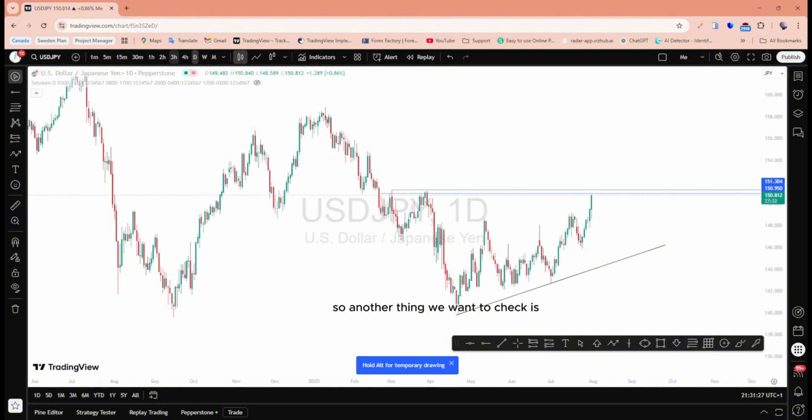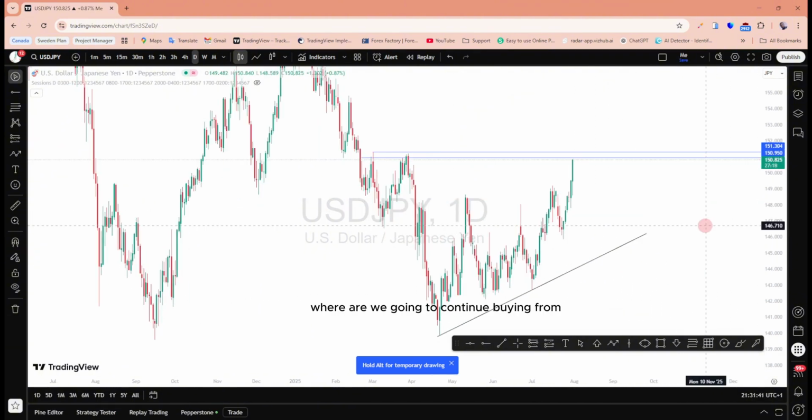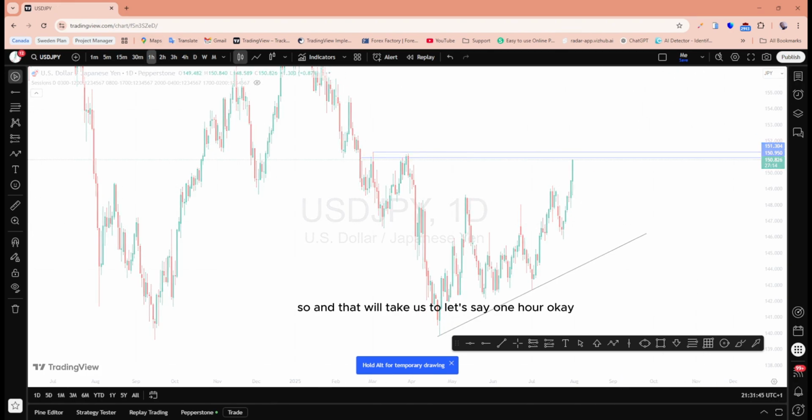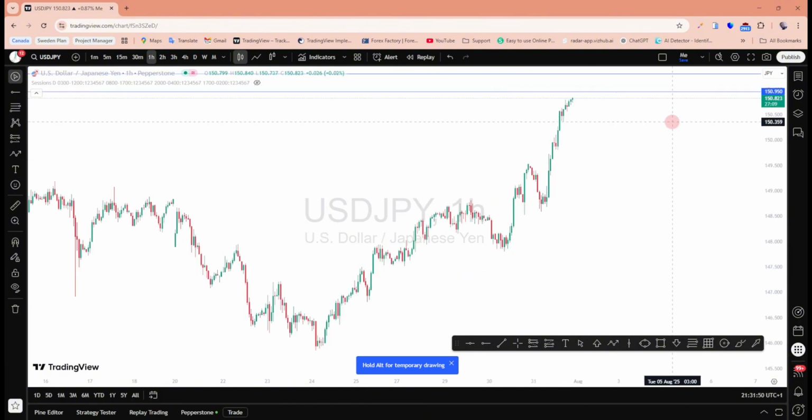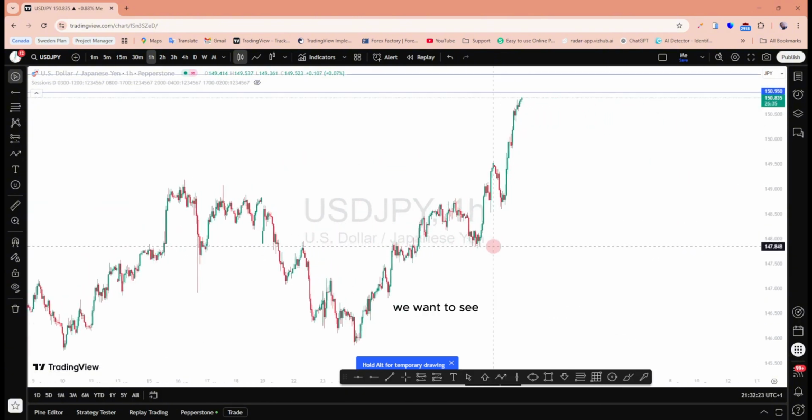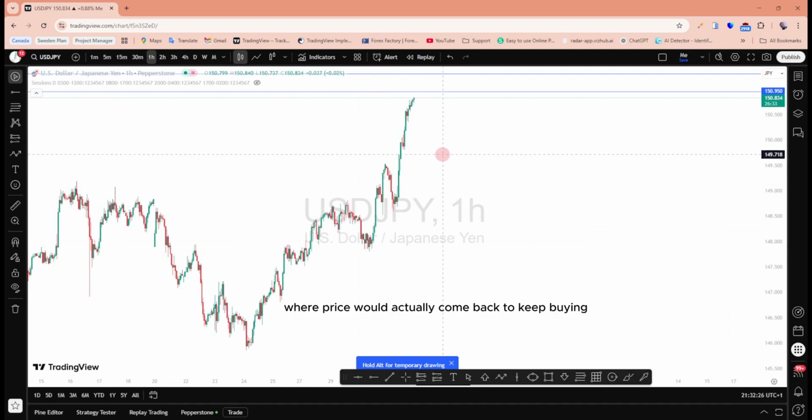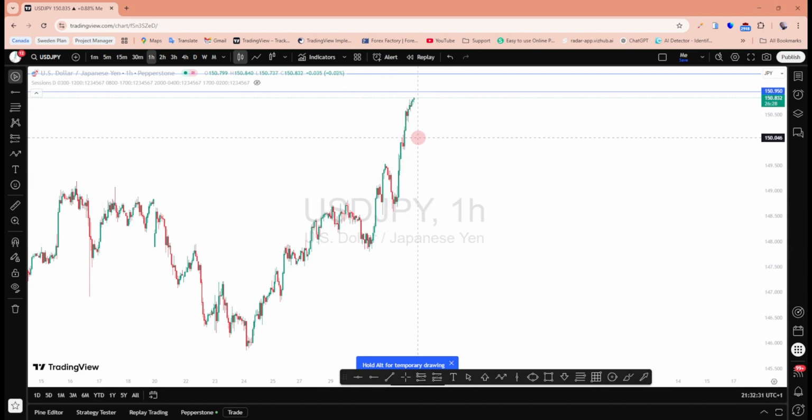Another thing we want to check is where we want to enter our buy from, because we've identified that this is a buy trend. So we want to look at where we are going to continue buying from, and that will take us to, let's say, 1 hour. On 1 hour now you have this. We want to see where price will actually come back to keep buying, because the market is a buy trend as we've been able to identify. How do you do this?